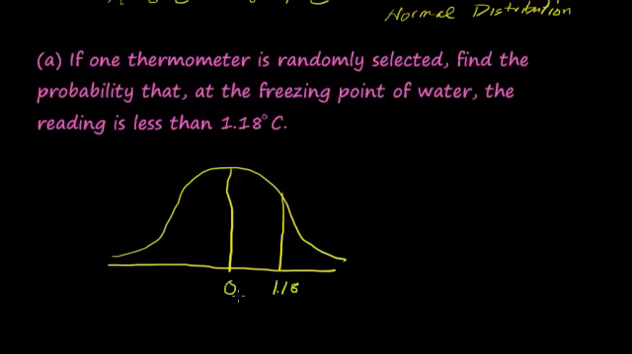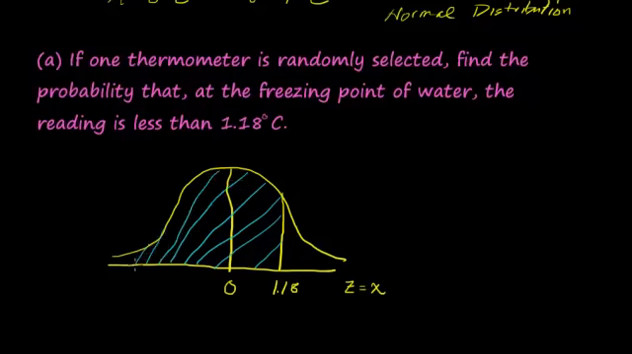Now, this is not only our z scale, but also x, because they share the same mean and the same standard deviation. So I'll just label this as z, but it's also the same thing as our x, because we're talking about thermometer readings that have a mean of 0 and a standard deviation of 1. Okay, less than. So let's mark what's less than here. It's this area. The probability that a randomly selected thermometer has a reading less than 1.18 is this area. Remember, that's what we're looking for. The area is equal to the probability.